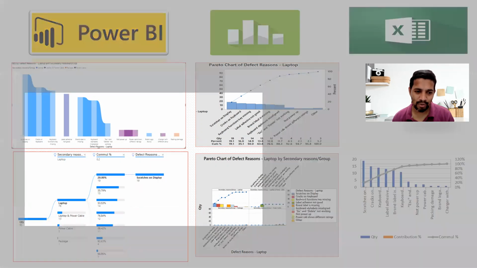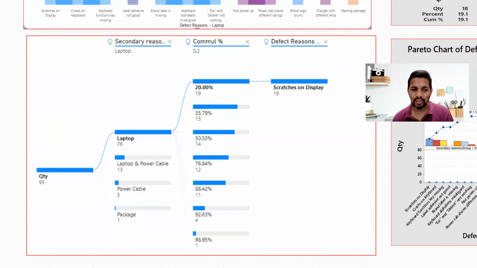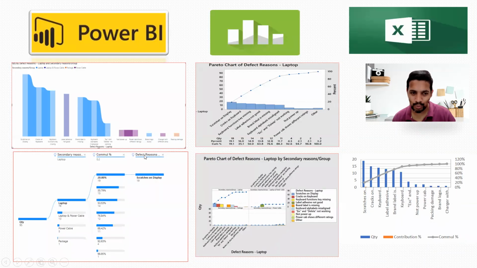Let's see how it goes. Let's say the overall issues are, it gives a bigger picture first, 95. Out of it, it gives a breakdown, 76 followed by 13, followed by 5, followed by 1. And then for laptop issues, when you click down, it gives a further breakdown. 19 issues are there. And if you want to know the secondary cause, again, you will be able to know, for example, scratch on display and so on. So this is a very, very interesting chart. So these two charts were Power BI.